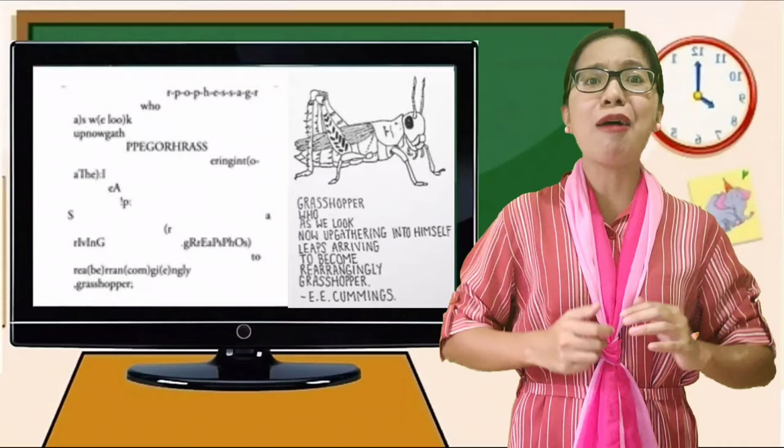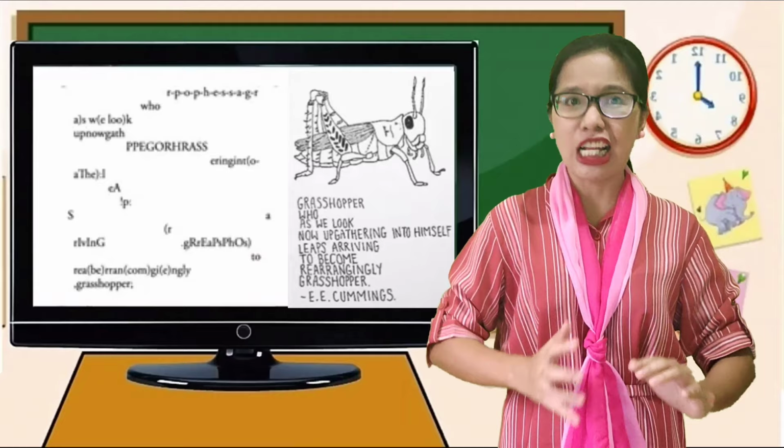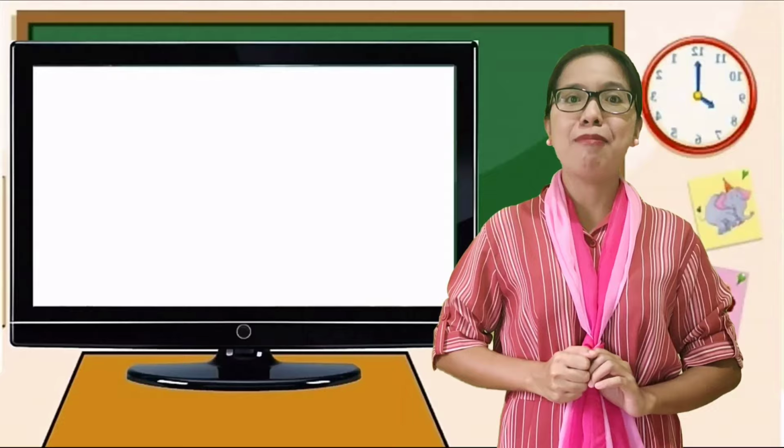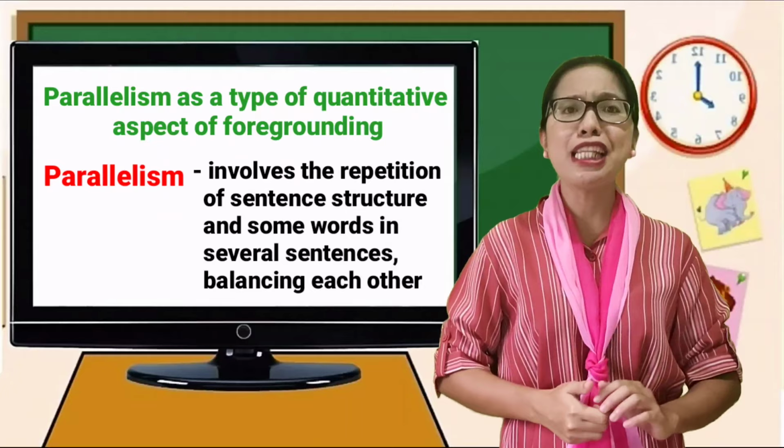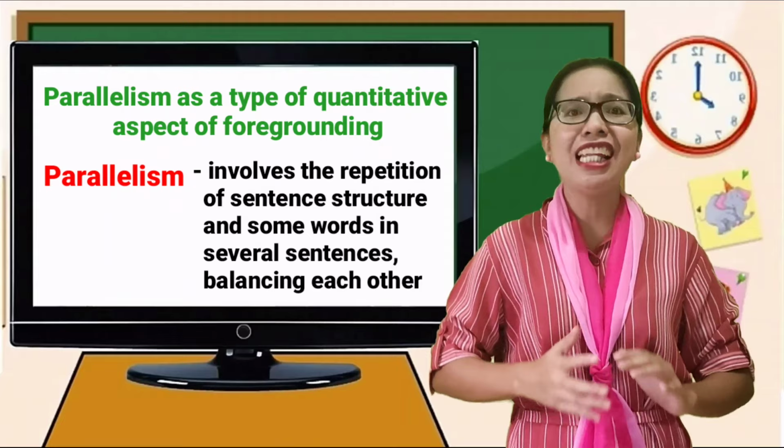E.E. Cummings is known for using various types of deviation to catch his reader's attention. This time, let's have parallelism. Parallelism is associated with a quantitative type of foregrounding. It involves the repetition of sentence structure and some words in several sentences, balancing each other.